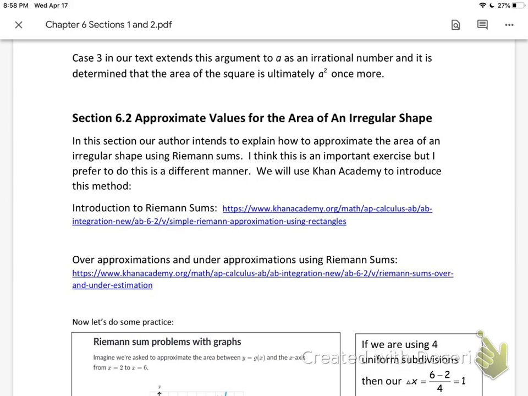So 6.2 addresses the approximate values for the area of an irregular shape. In this section, our author intends to explain how to approximate the area of an irregular shape using a method called Riemann Sums. And I think this is an important exercise, but I prefer to do this in a slightly different manner. So we're going to use Khan Academy to introduce this method.